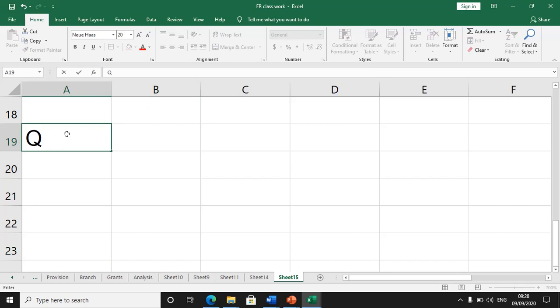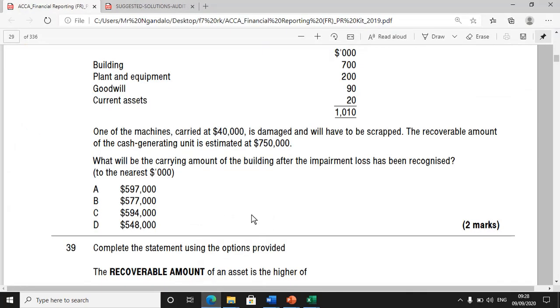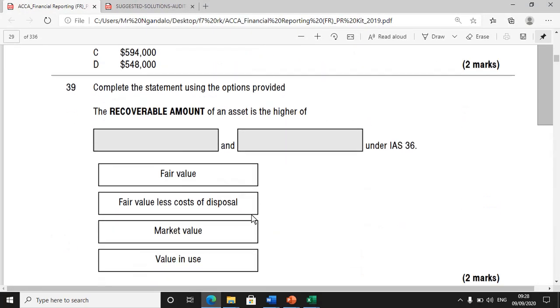Of course, the students are saying that when the tutors do these things, they look a little bit simple, of course, because we've been doing these things for some time now.